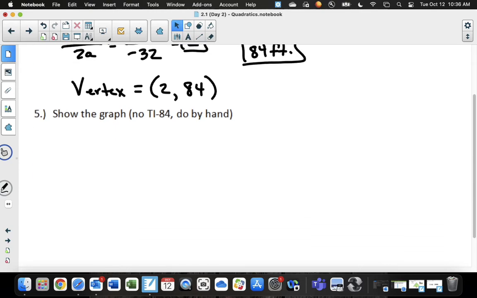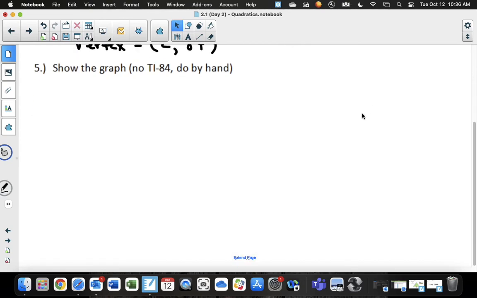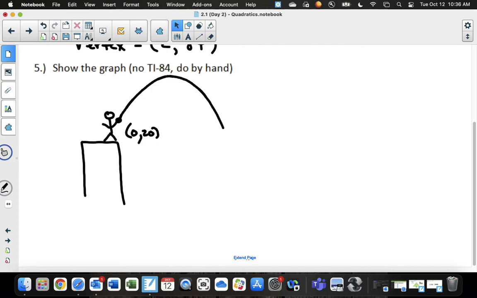So if we take a look, here's my sketch. Let's say this is the tower. Here I am standing on top of the tower. Ball's in my hand. We're good there. Okay. What did we say the starting point was? 20. So I can label that. We'll put that as 0, 20. There's that point. Then you throw the ball up in the air, comes back down, eventually will hit the ground.